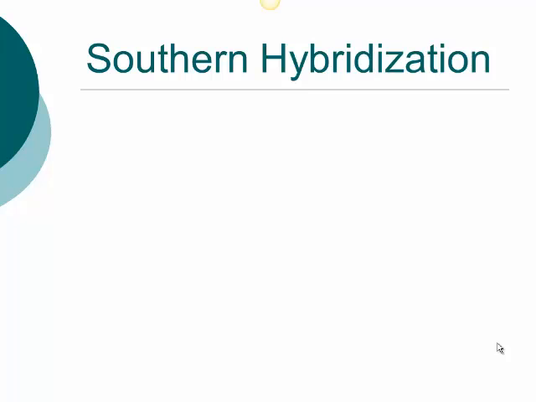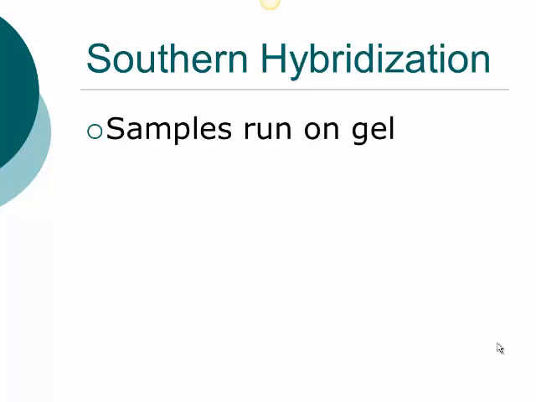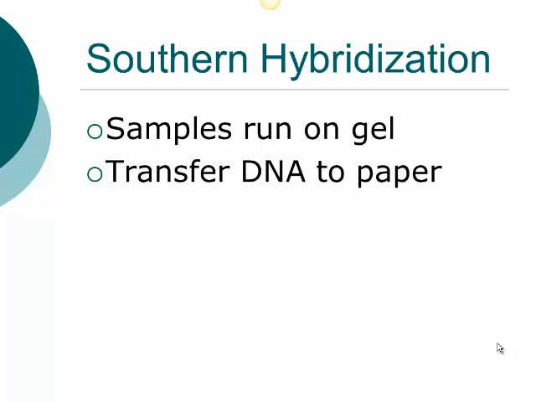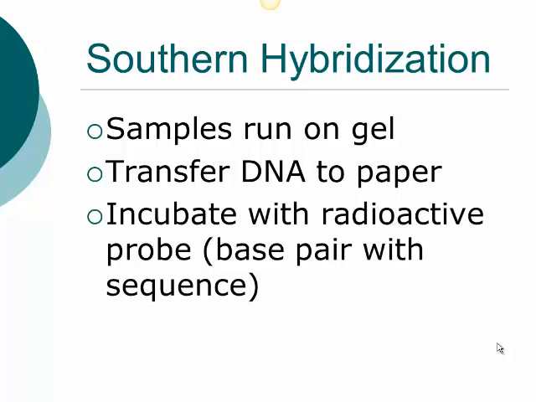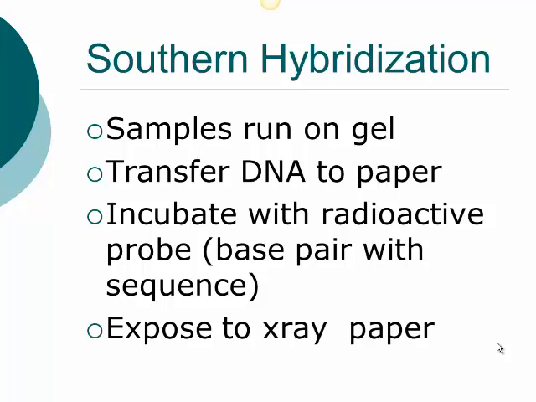Southern hybridization. When you run your samples on the gel, it's really hard to see them because you get so many bands if you think of all the possible DNA. So you transfer the DNA to a special kind of paper. It's called nitrocellulose. And then you incubate it with a radioactive probe. You can also use a fluorescent probe. And this probe base pairs with a specific sequence that you're looking for. And then you can expose this to X-ray film, and then you can see only where the probe stuck. So then you don't have to look at millions of bands.